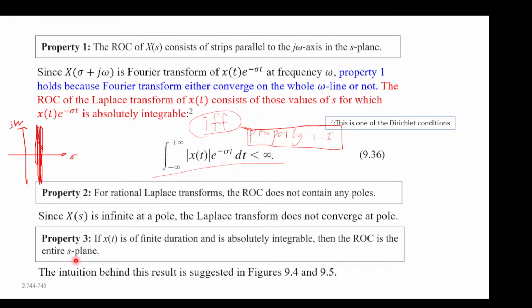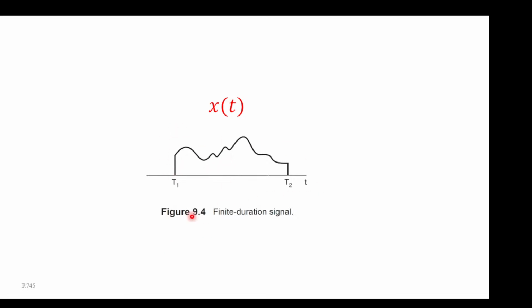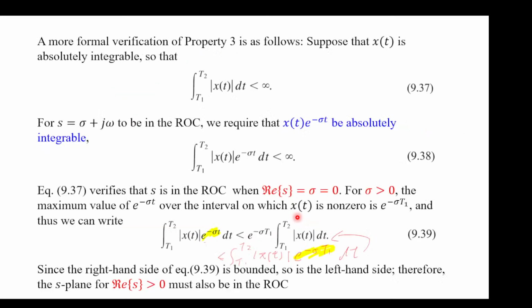The next 4 properties are a set. It's a bit confusing, but let's just gloss over it. It says that the ROC can have 4 shapes, and they correspond to 4 different signals in your time domain. If your signal is finite duration like this, it has a left boundary and a right boundary, then your ROC will be the entire plane.